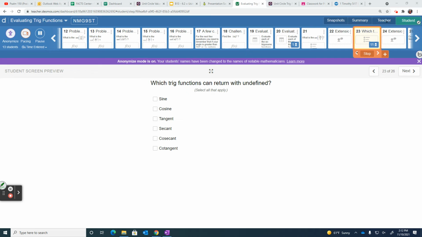All right, last one here, and then I'll show you just another example. Of all the trig functions, which ones could you get undefined? Check all that apply. If you think it's all of them, check all of them. If you think it's just the one we just did, check that one. Check all the ones you can get an undefined answer.